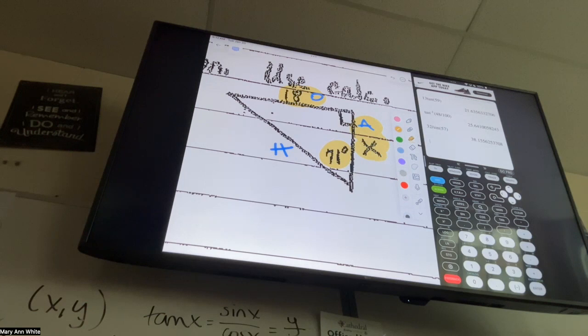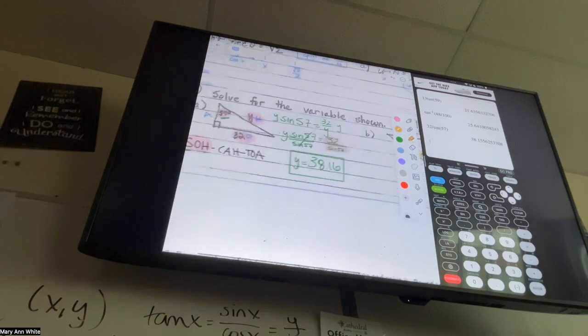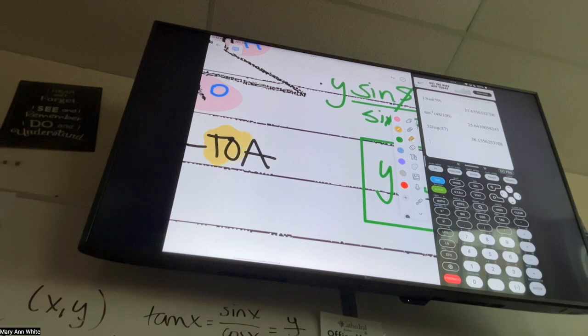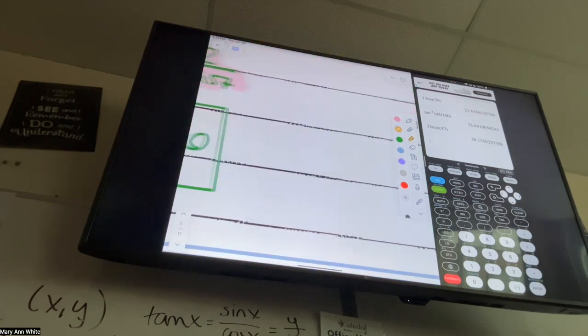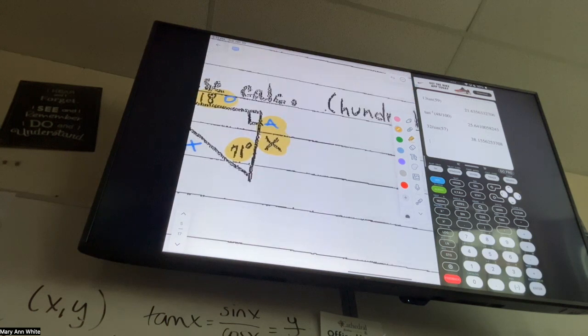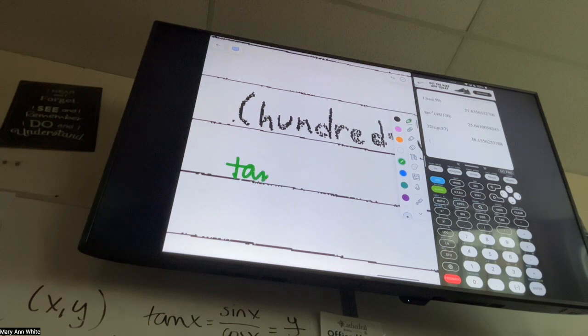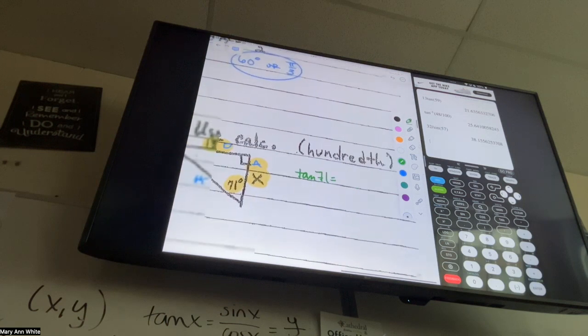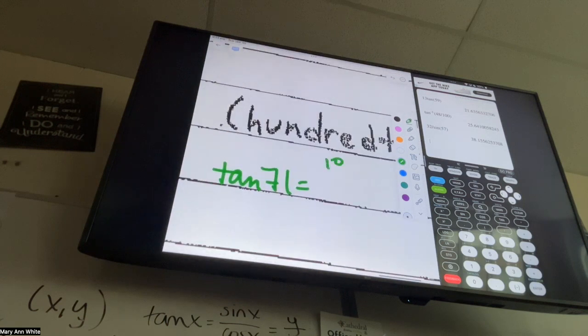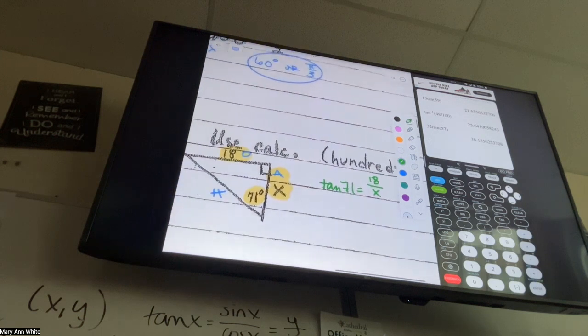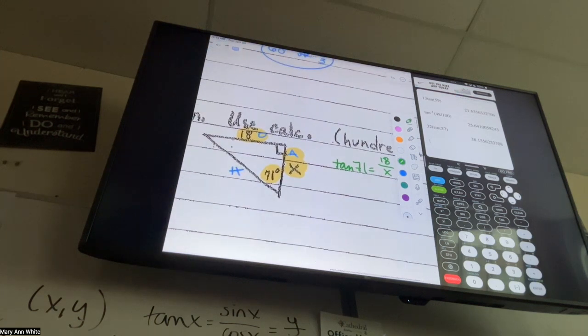Which trig function am I going to use? Tan. I'm going to use my TOA. Tan of my angle equals opposite over adjacent. Tan of 71 equals opposite, which is 18 over X. We doing okay with this so far?